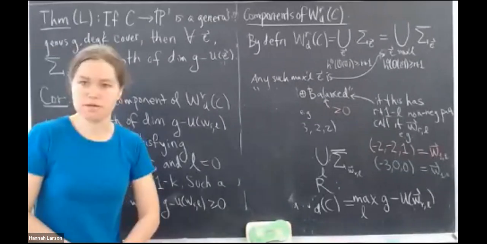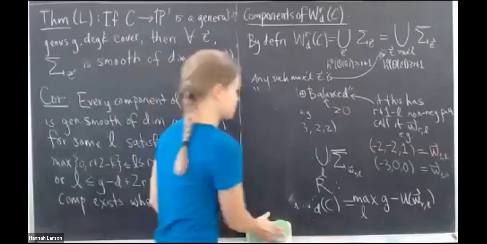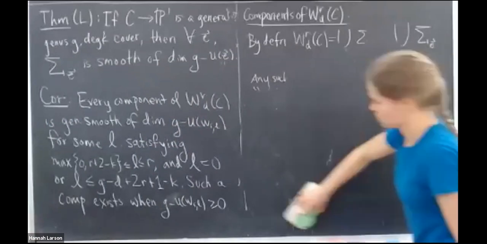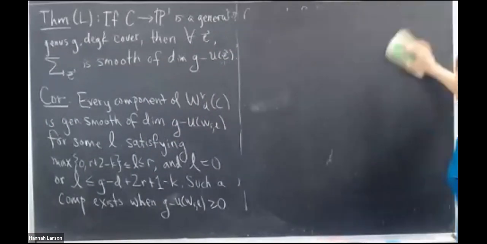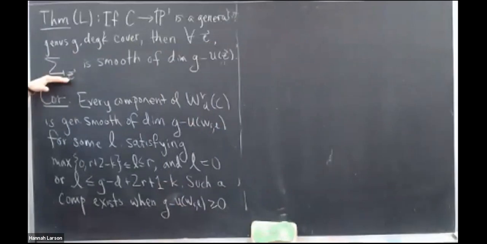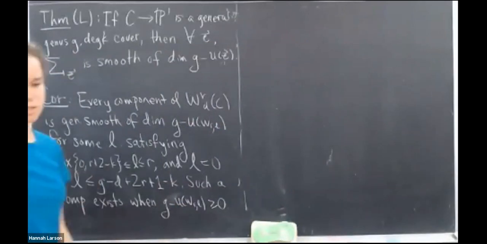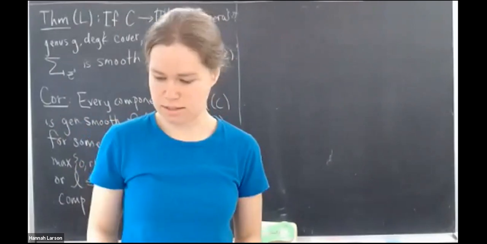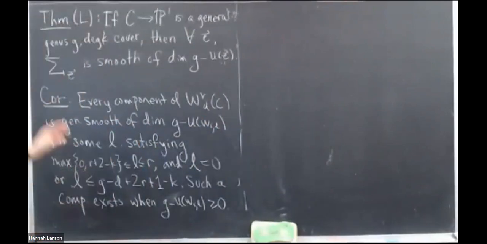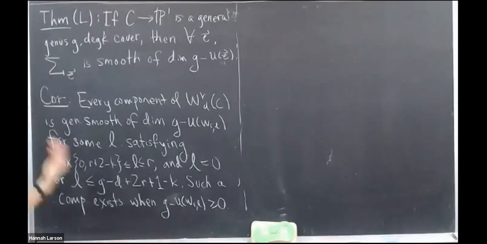But actually, since I think I just have 5 minutes left, let me skip to the proof of non-emptiness of these loci, which I think will relate to some questions about this expected dimension zero as well. So right, to prove this statement, there's sort of two parts. We want to bound the dimension from above, and we want to show that these are non-empty, because once they're non-empty, they always have at least the expected dimension.